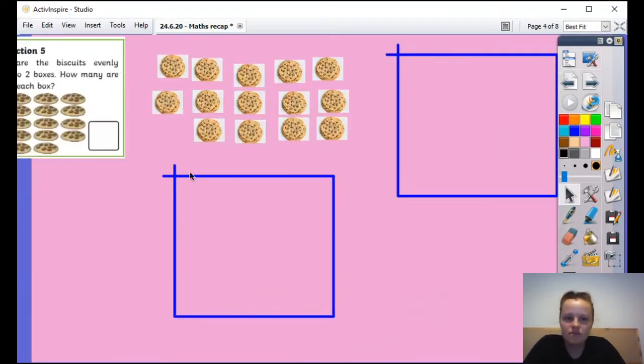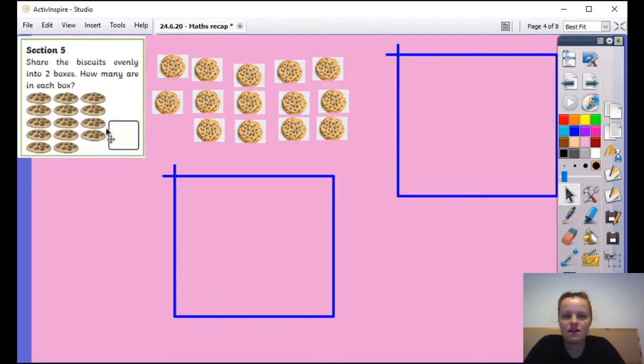Okay. Our next question here. So let's have a look. So it says, share the biscuits evenly into 2 boxes. How many are in each? Now, first of all, we need to make sure we know what evenly means. Do you know what evenly means? Okay, so evenly means an equal amount. There needs to be the same amount of biscuits in each box.